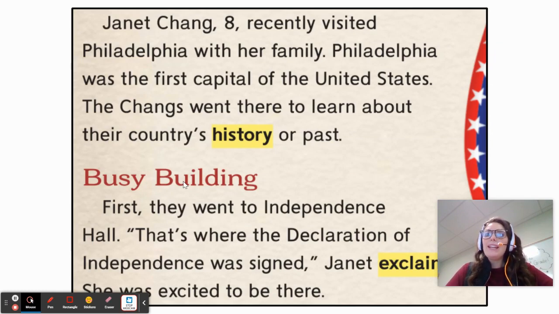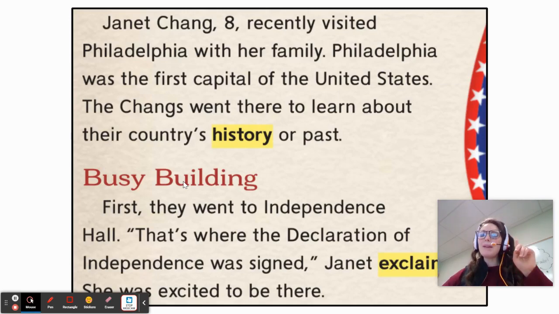Janet Chang, 8, recently visited Philadelphia with her family. Philadelphia was the first capital of the United States. The Changs went there to learn about their country's history, or past. First, they went to Independence Hall. That's where the Declaration of Independence was signed, Janet exclaimed. She was excited to be there.